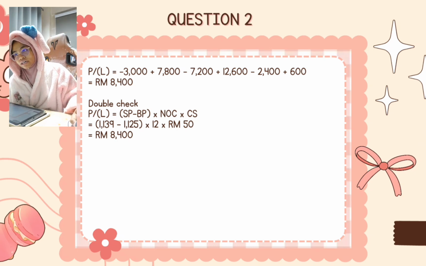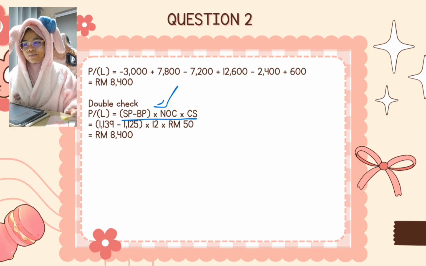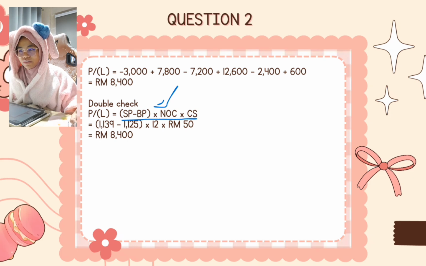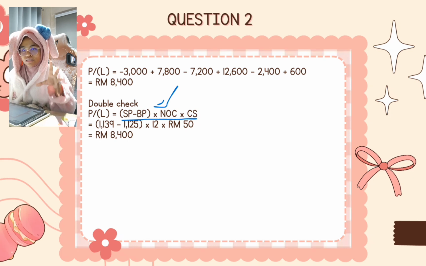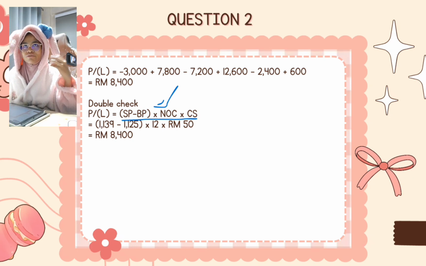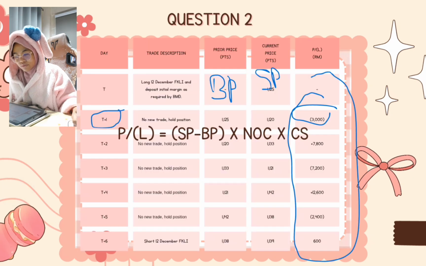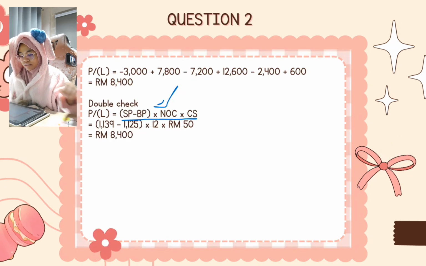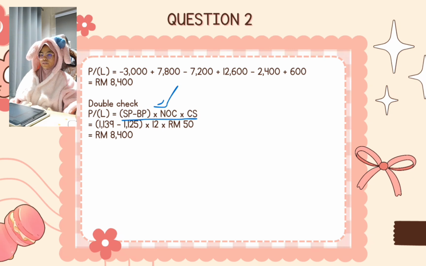So to double check, you can also just use this formula. Oh my god, I already wrote the formula. Okay, so this is the formula for the profit and loss. So just take the last selling price and the first buying price. So this is the last selling price and this is the first buying price, and you will get the same answer, which is 8,400 ringgit.